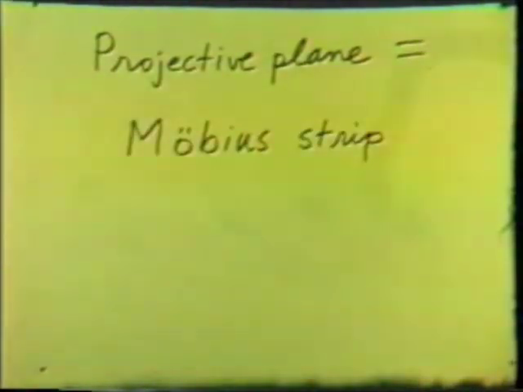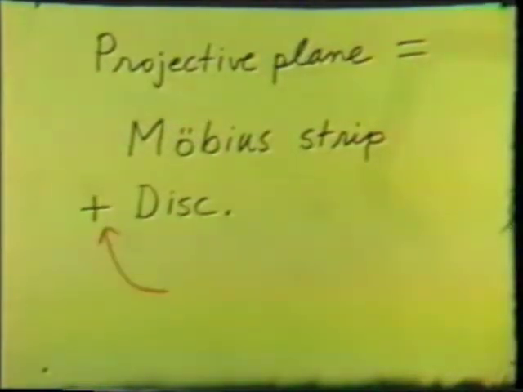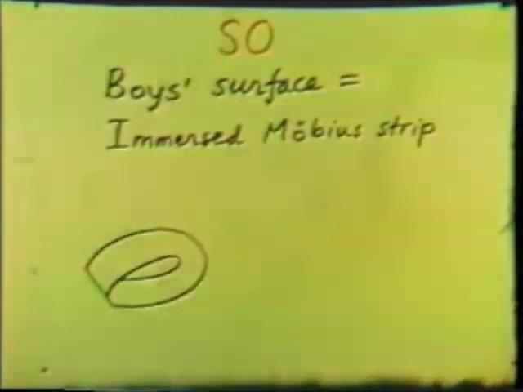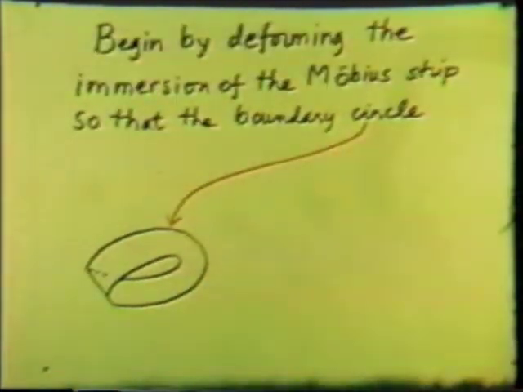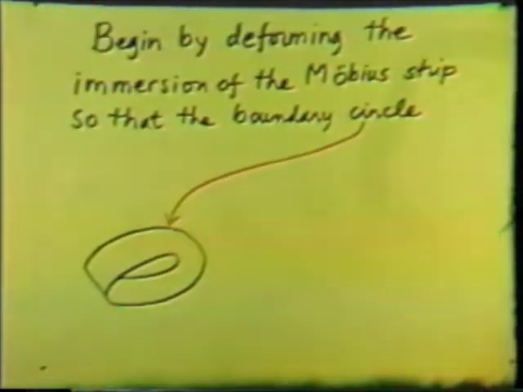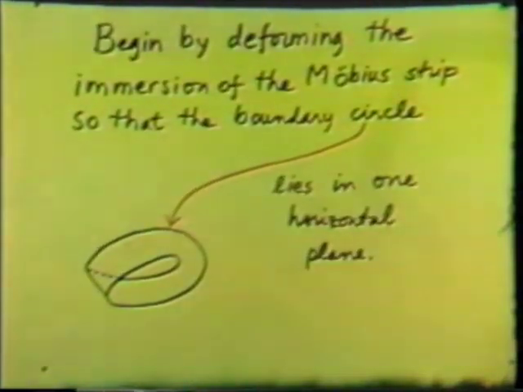The projective plane is a Möbius strip and a disk joined along their boundary. So Boy's surface is an immersed Möbius strip and an immersed disk, the immersions matching on boundaries. Begin by deforming the immersion of the Möbius strip so that the boundary circle lies in one horizontal plane.